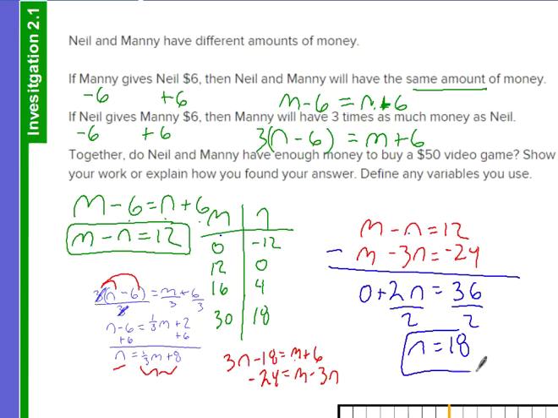Hey, same answer. So then I would just plug this in. Something minus 18 is 12, so that something would have to be 30. Don't forget, you must define the variables like I did when I solved it using the graph.